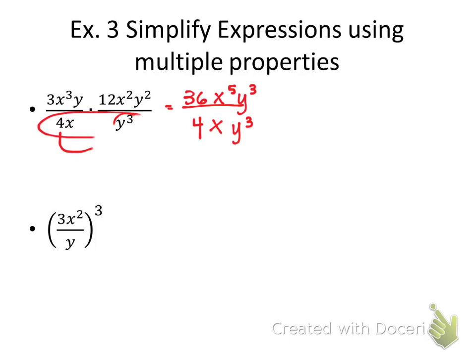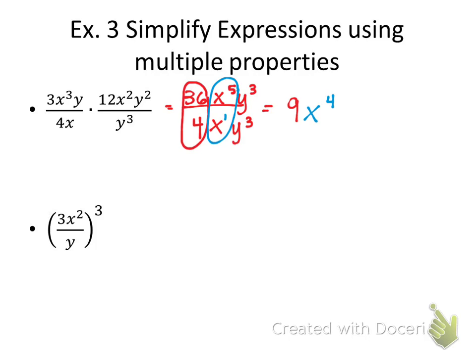So now things look a little bit easier because I went from having 2 fractions to 1, and now I can simply divide and use my quotient properties and simplify. So let's start with our whole numbers. What's 36 divided by 4? 9. Now, I'm going to look at my x's. I've got x to the 5th power over x. What is this x's exponent right here? An understood 1. So I subtract 5 minus 1, which is x to the 4th power.